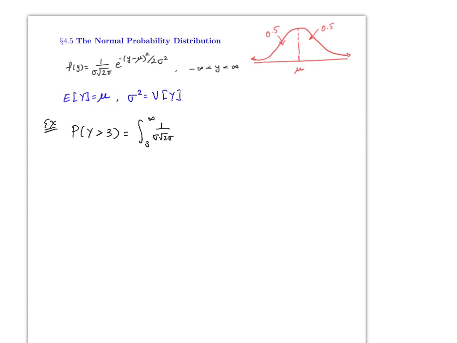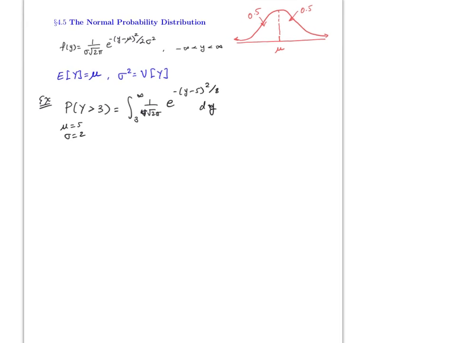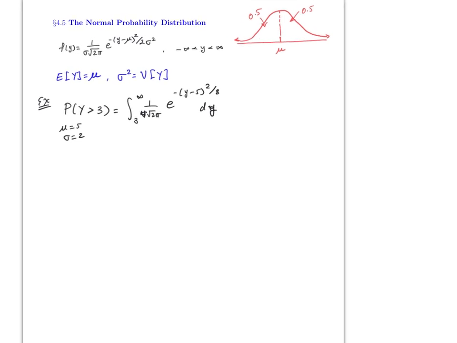Okay, and let's say here the value for mu was 5, and the value for sigma was 2. So then this will be e to the minus (y minus 5) squared over 2 times 4, which is 8, dy. Now to integrate this is not that easy. Actually, it's pretty tricky to do the actual integration. So that's why we're going to use tables instead to give you these values.